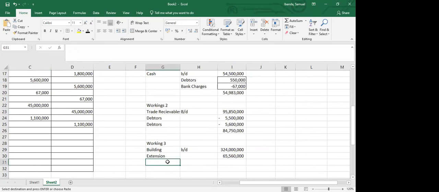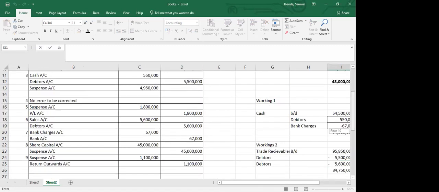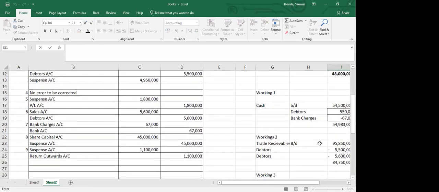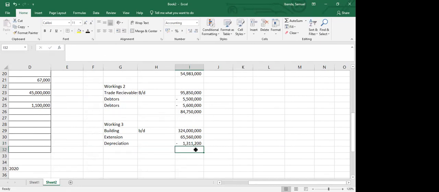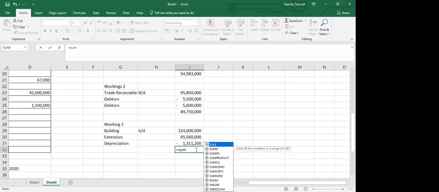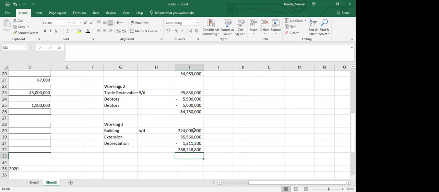So depreciation is 1,311,200, like that. But this case is going to be a negative because it's reducing our value of the asset. So when you add all this, you get to 388,248. That is the value that you come to.